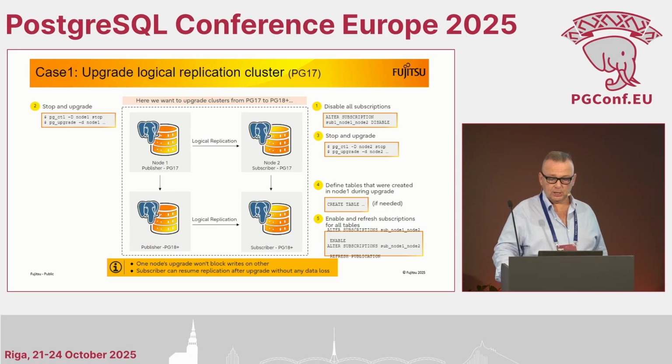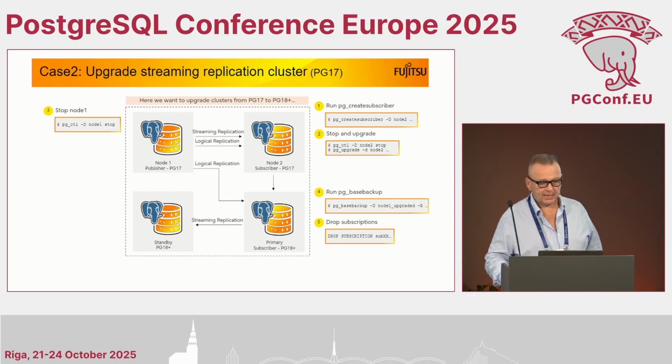So upgrading each node doesn't block writes on the other node. In this unidirectional example of upgrading a logical replication cluster, performing any activities on one doesn't block activities on the other.